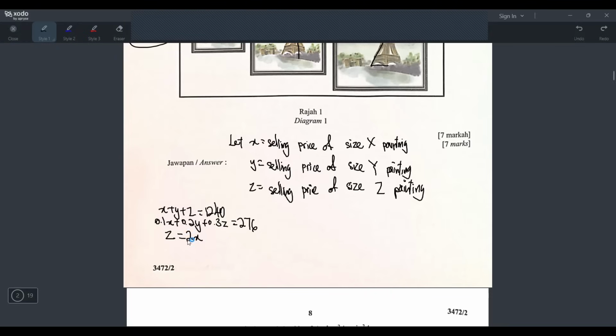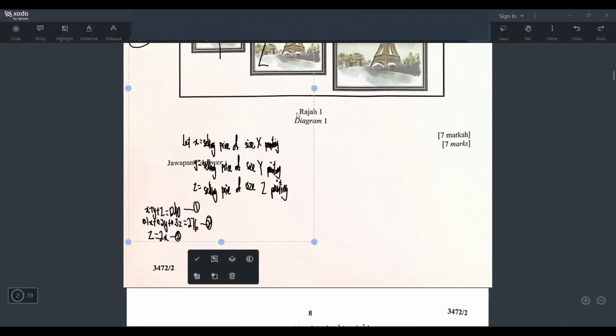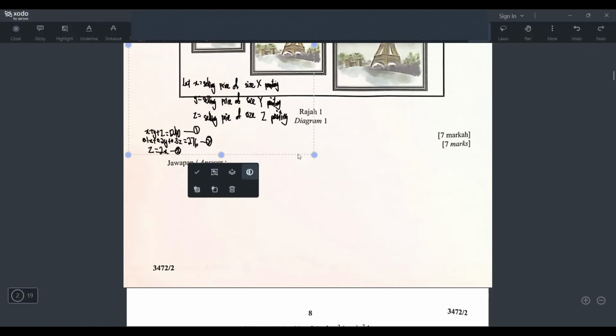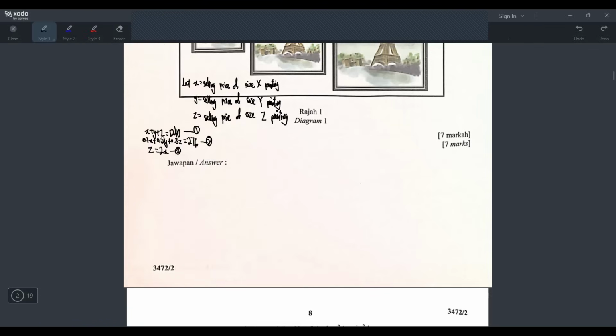I'm going to take Z equals 2x. I'm going to call this 1, 2, 3. I will straight away use substitution method, from 3 sub inside 1 and 2, because this one has 2 variables already. So I'll just write here, not enough space. Can I make this smaller? Okay, I think this is good enough. So I'm going to sub 3 into 1, 3 into 2.